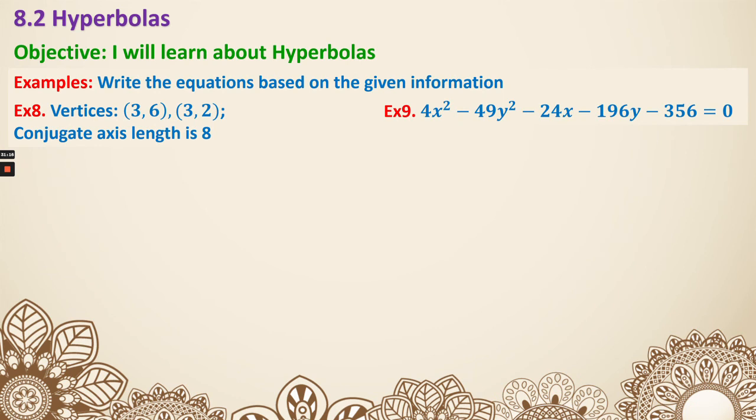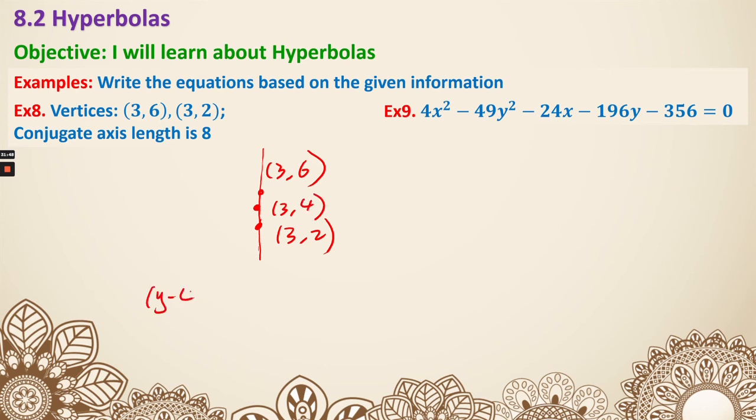Example 8, vertices (3, 6) and (3, 2). So let's draw these out. 3, 6. 3, 2 would actually be below. Well, not -3, a positive 3, 2. First, my transverse axis is going to be vertical. The point in the middle, you can use the midpoint or just identify from here. It is going to be 3, 4.